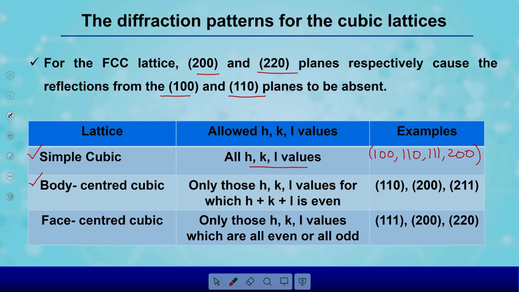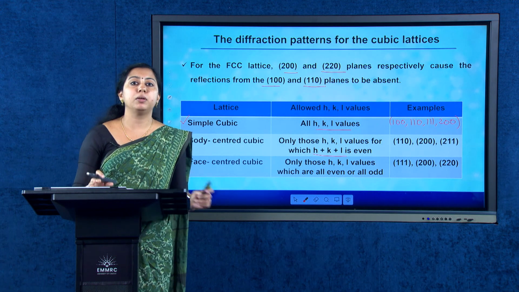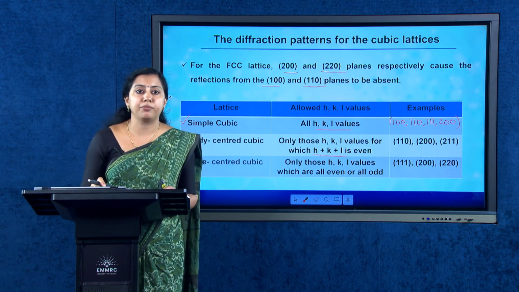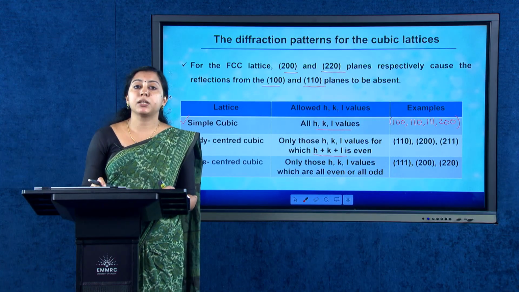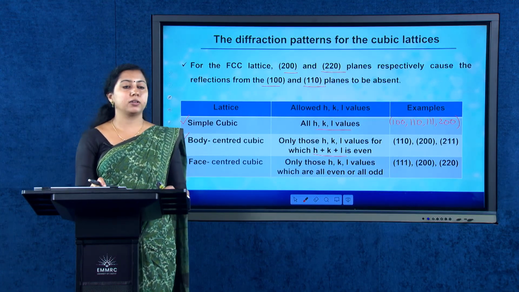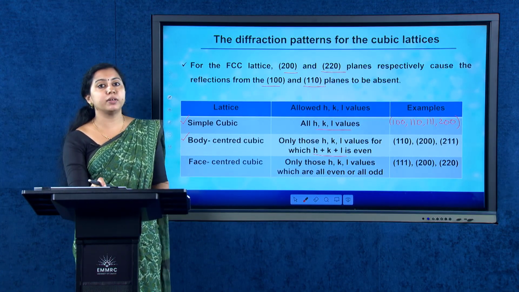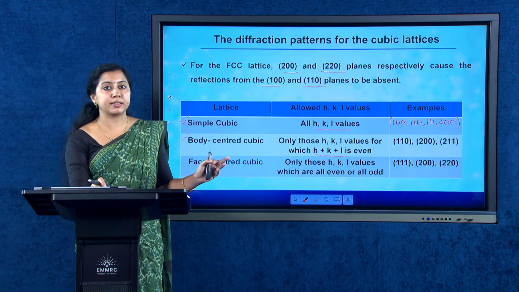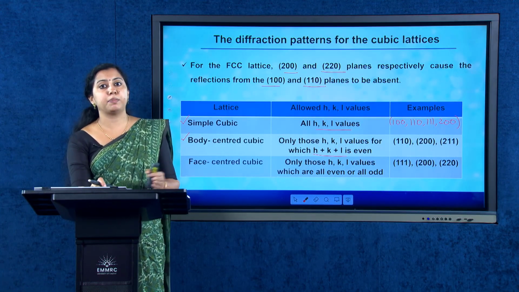We have already seen that some reflections are absent in a BCC. So, the condition is only those HKL values for which H plus K plus L is even. Only reflections from such planes will be observed in the powder diffraction pattern corresponding to a BCC lattice. Only those HKL values for which H plus K plus L, the sum of the indices, is even.